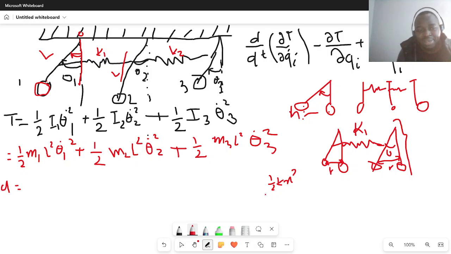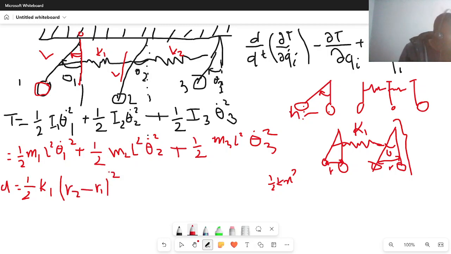By that I mean, the potential that I'll be having here, I'm going to have half K1. Because the spring K1 is between R2 and R1, I will be writing it as R2 minus R1, everything squared. Any question, guys? This is for spring 1.